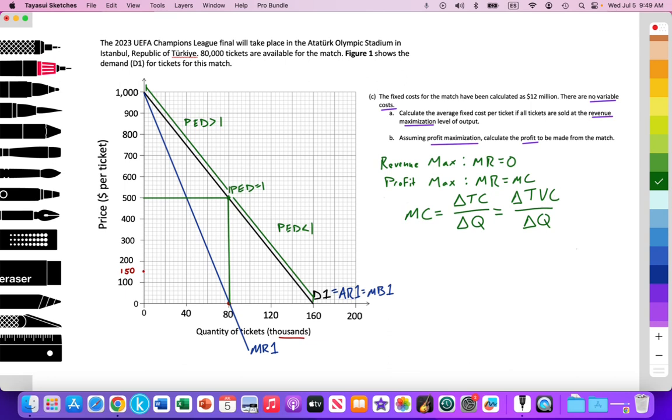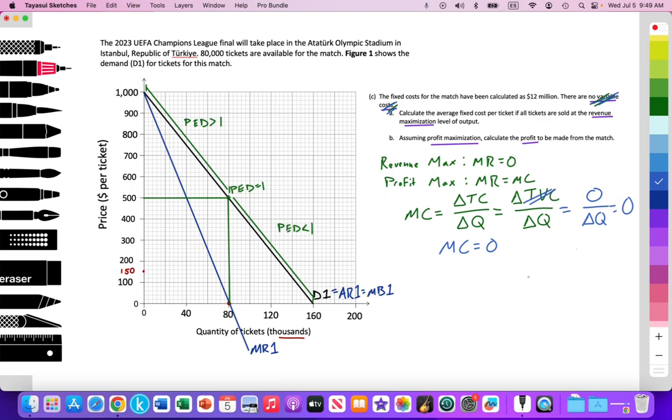And here they're telling us that there are no variable costs. So there is no variable cost impacting my production. This is gone. So essentially, this is going to equal zero, no change in variable costs, over potentially a change in the quantity of output. Essentially, 0 divided by anything would give us a value of 0. So the marginal cost curve equals 0.